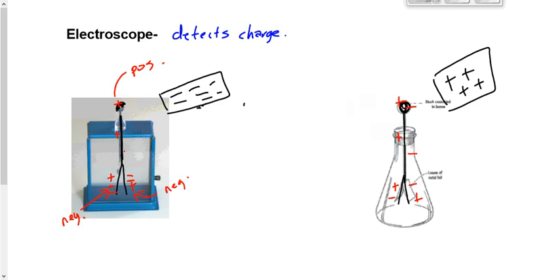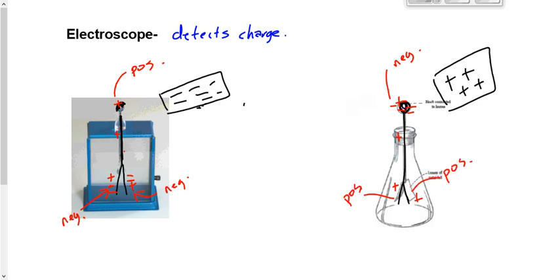Sarah, what do you think is going to happen to the electrons? They're going to go up. Good. They're attracted to the positive, right? Again, not necessarily all of them will go up, but lots of them will. So let's draw it as if they all go up. That leaves the ball of the electroscope negatively charged, and that leaves this leaf positive, and that leaves this leaf positive.